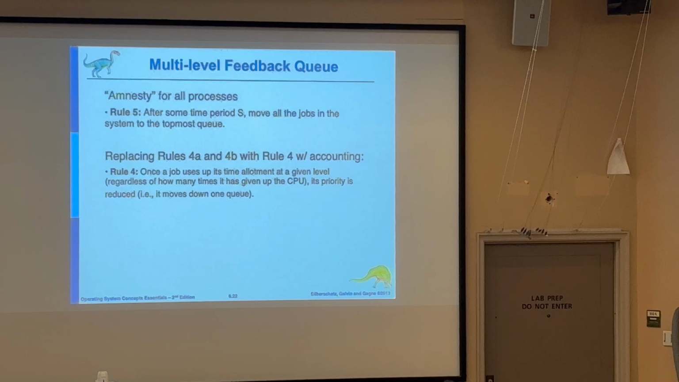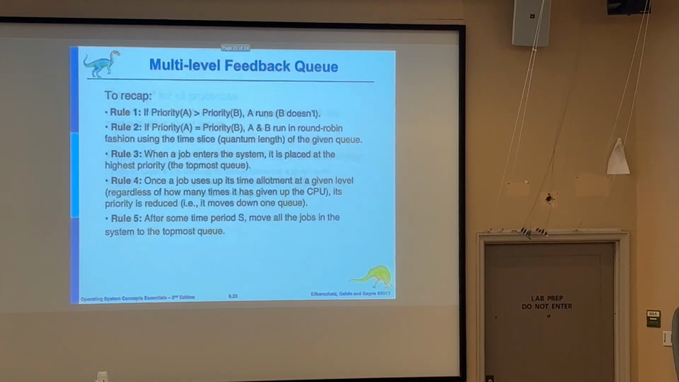Yeah. So there is also a different rule that you can try. Once a job uses up its time slice at a given level, its priority is reduced. So every process has a given amount of time at one level. You can also try this. Okay, so these are the rules that will help you get started working on the multi-queue implementation. That's it for today. If you have other questions, you can come up and write down your names.